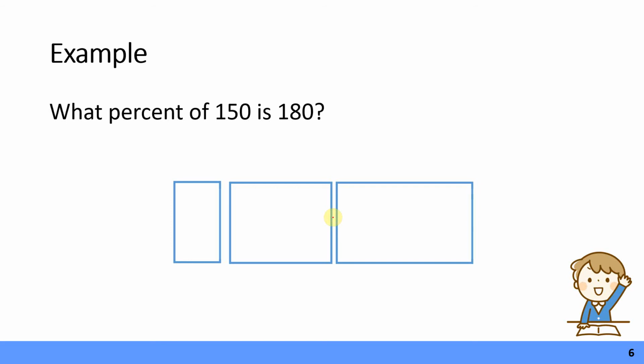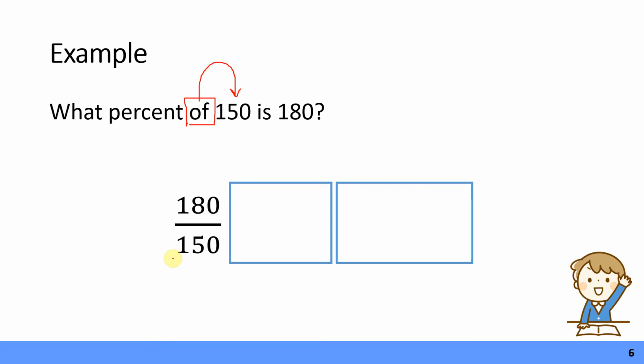So again, remember, what gives it away is the word of. What percent of 150? That means that is my total. And in a fraction, the total always goes in the denominator. So what percent of 150 is 180? So that means the 180 goes on top, the word of, which is your total, goes on the bottom. And again, from here, I'm pretty sure you guys are experts on this. So 180 divided by 150.